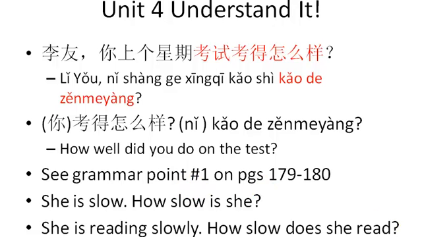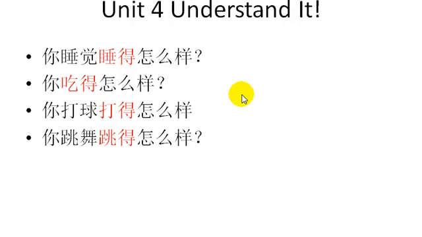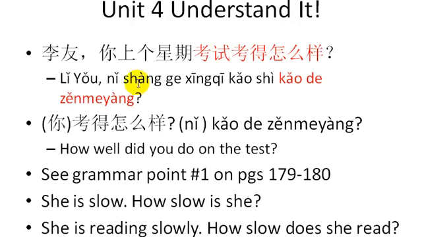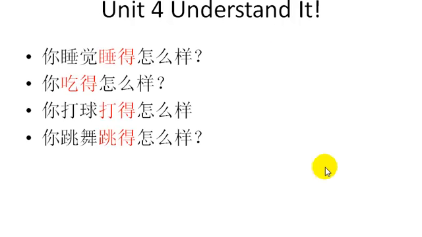Okay, you're back. Now, before we continue with the dialogue, let's just look at some more examples. You'll notice that in asking this question, the verb is repeated twice. So just like back here, right? 上个星期考试, right? 考试 is test, and then this 考 is repeated. 考试考得怎么样? So that's just the way Chinese grammar works in this case.